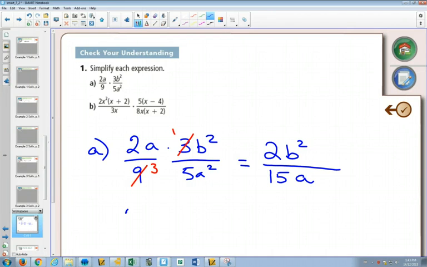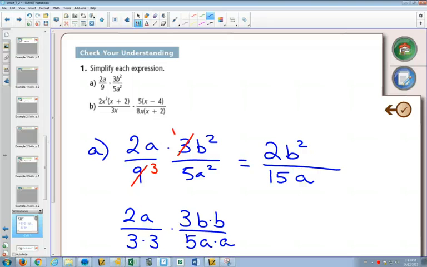I mean, if you wanted to, you could break up 9 to be 3 times 3. You could break up b to be b times b, and a to be a times a. And once you have anything that's the same, can cancel out and see what you're left with. When we do that, you also get 2b squared over 15a. But most people don't need to write everything out because you can visualize what's happening, especially if it was like b to the 20. It gets a little painful to write out 20 b's in a row.